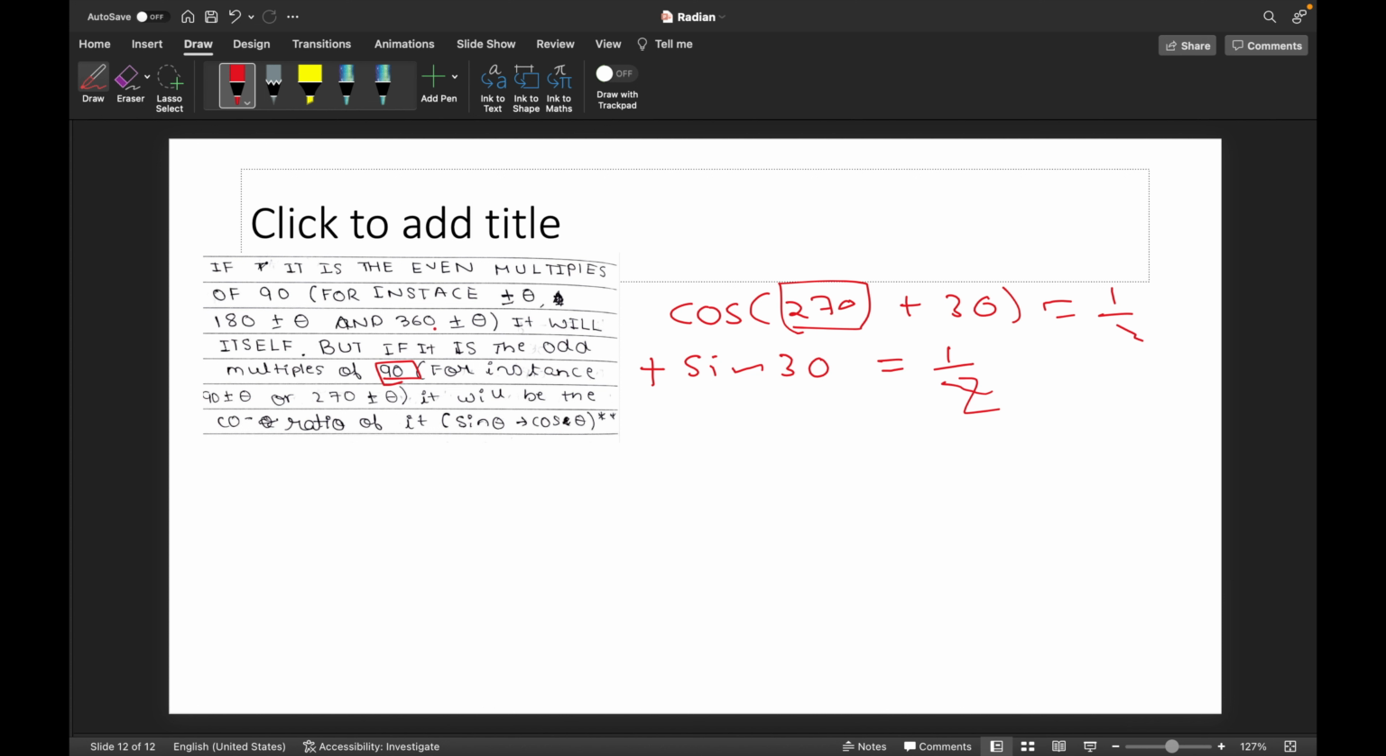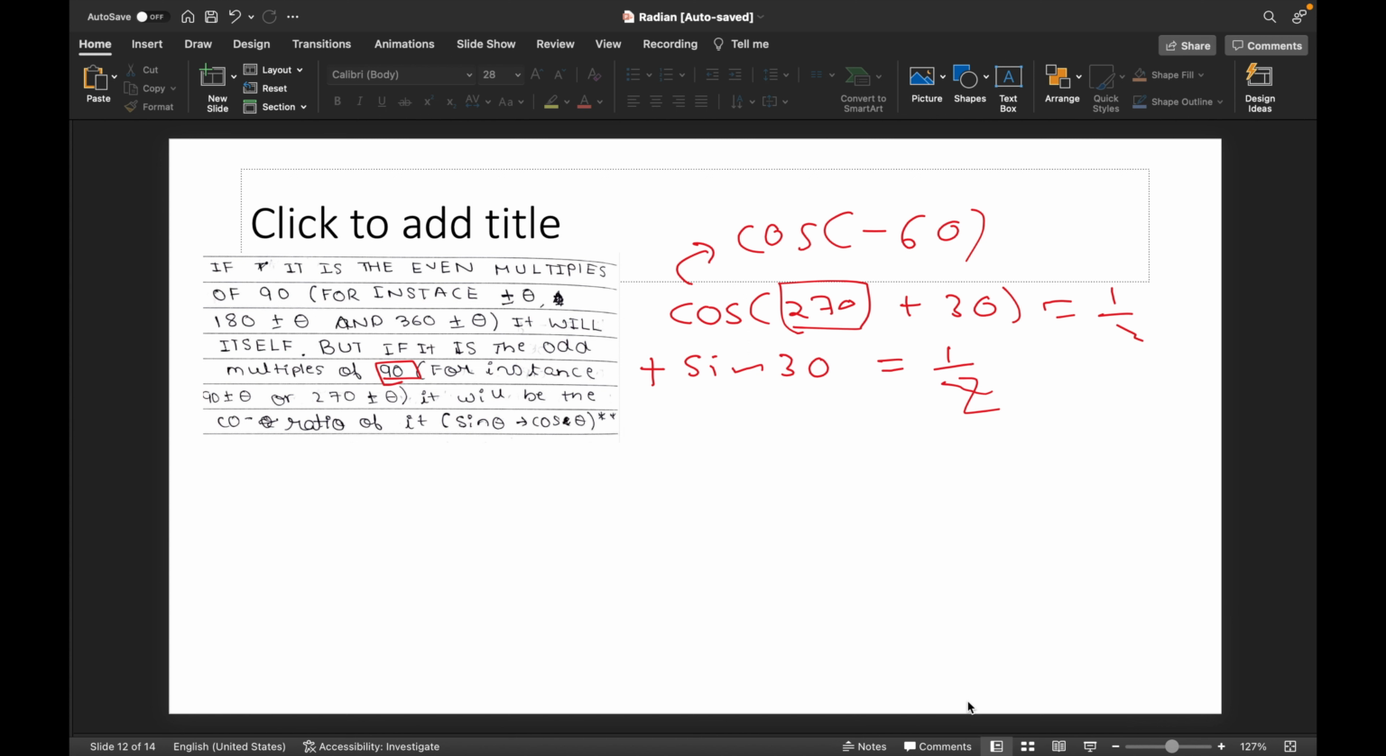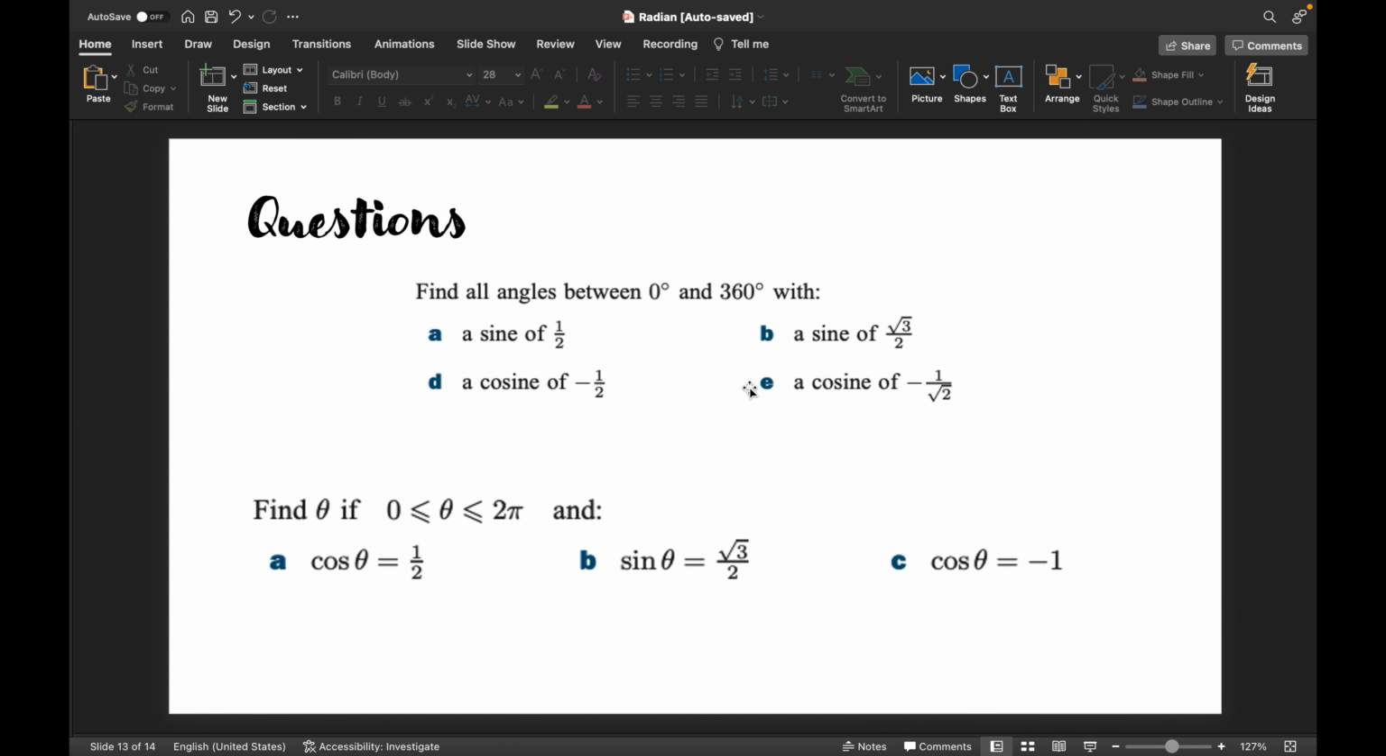And then you can try for any values. This could also be written as cos negative 60. You can try with various values and different trigonometric ratios. I'm hoping that this concept is clear. So let's move on to a few questions.